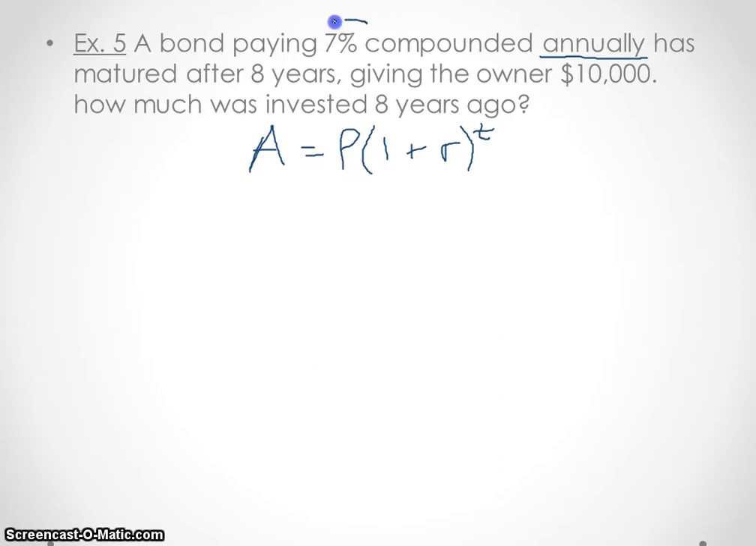So 7% we know is going to be R. So let's just mark that real quick. Anything with a percent is always R. Has matured after 8 years. We know that's going to be T, because that's always time.